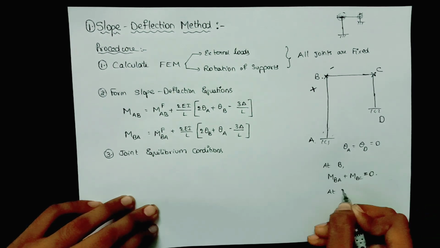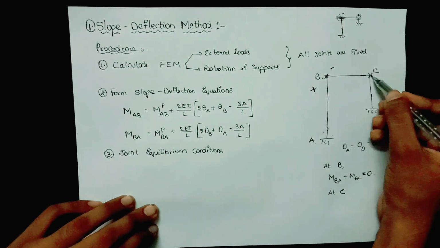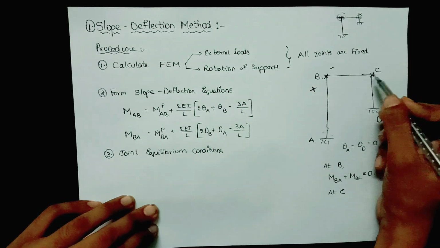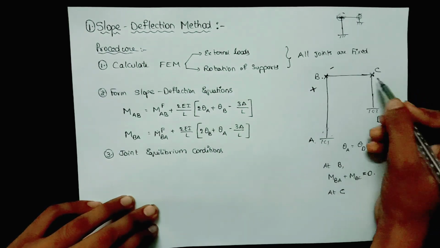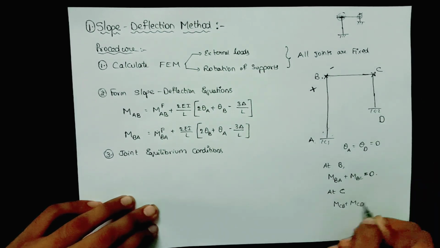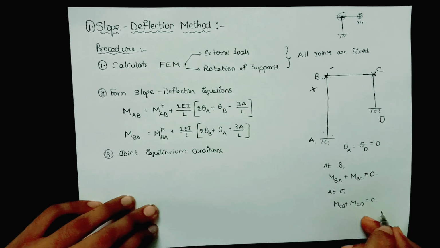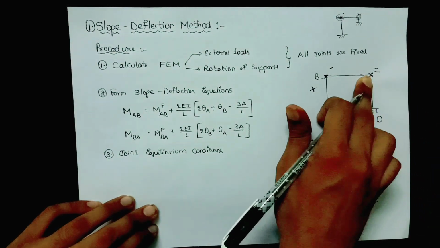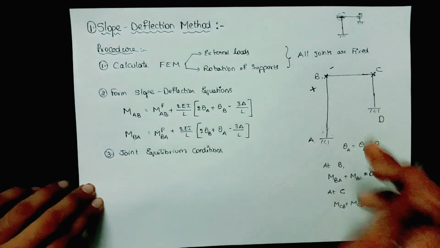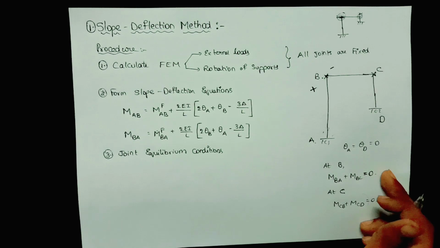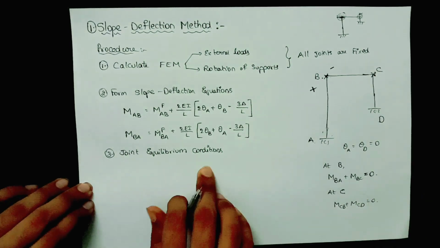Similarly at joint C, we have members CD and CB. So we can write that M_CB plus M_CD equals 0. This is another equilibrium condition, M_CB plus M_CD equals 0. Both are equal and opposite in magnitude. So by using these two equations we have to find out the unknown values. Okay, so that is the third step.